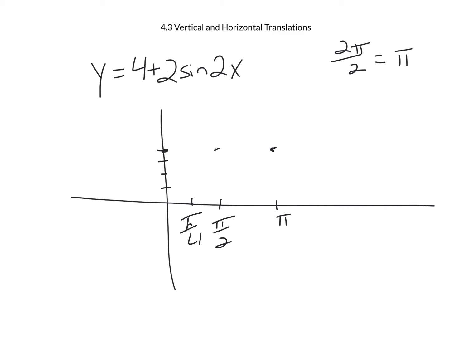What's happening at pi over 4? Well, since you have an amplitude 2, it's going to go all the way up 2. And then halfway between pi is going to be 3 pi over 4, and it's going to go down to 2. And there we go. We've completed one cycle of this particular graph.